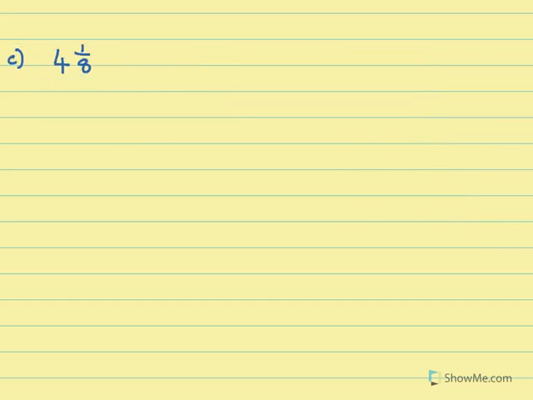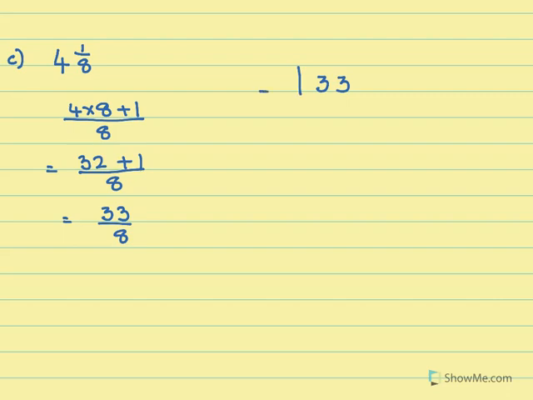Now for the next one, 4 1 by 8. Let's convert this mixed fraction into improper fraction. So it is 4 into 8 plus 1 over 8, which is 32 plus 1 over 8, 33 over 8. So divide 33 by 8. So we have 33 and we divide it by 8. Here's a decimal. We put the decimal here and we start dividing.